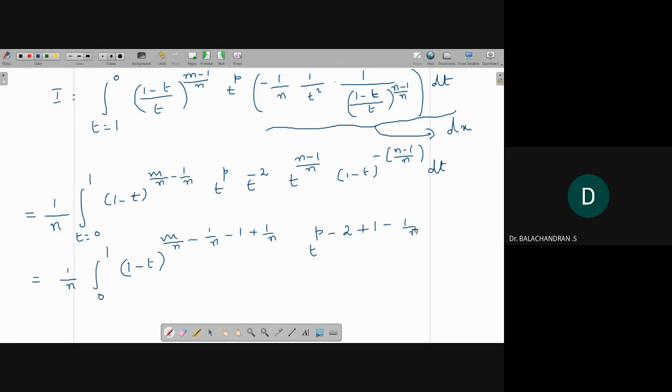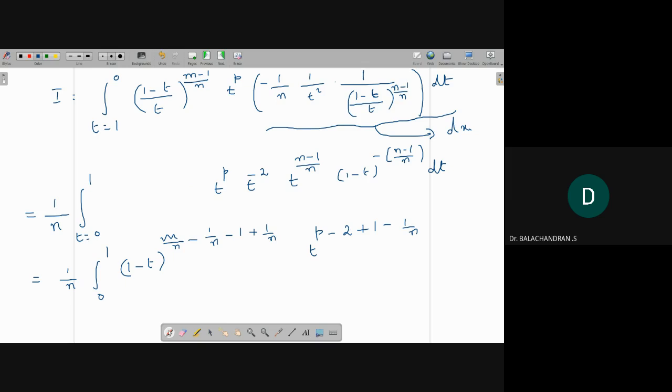And then I missed what? Anything else missed here? Yes, I missed here. This t power, the denominator we have what? T power m minus 1 by n is going to the numerator. I think I missed that part. I will write here.